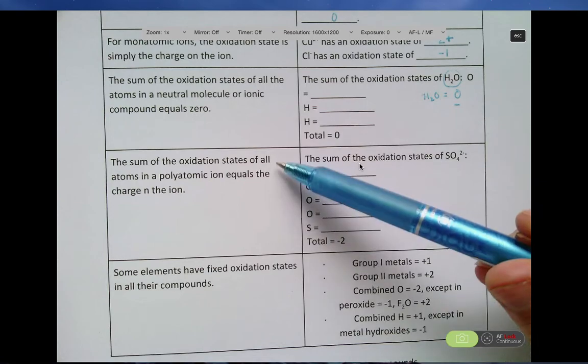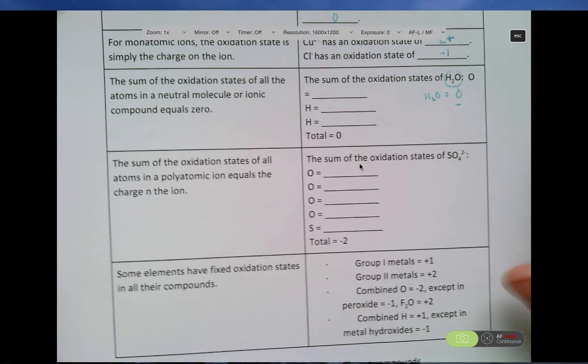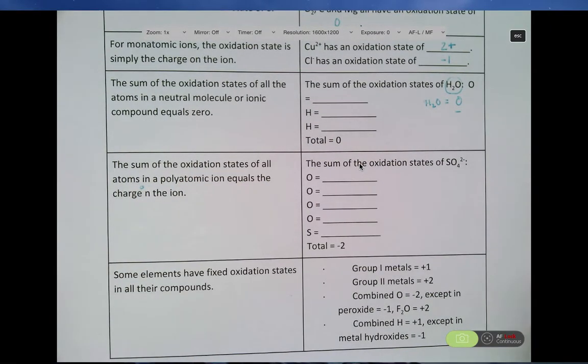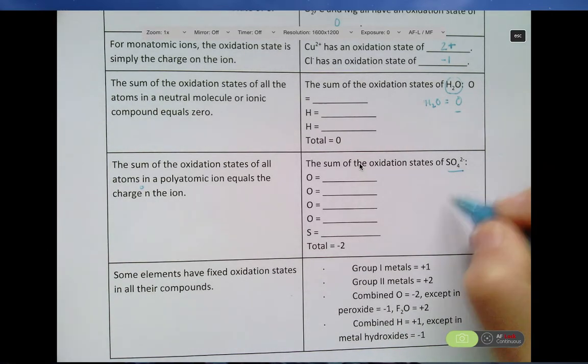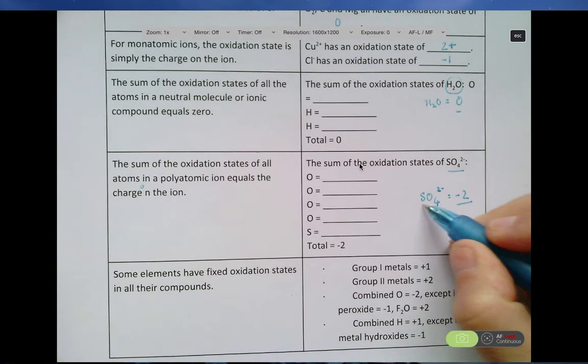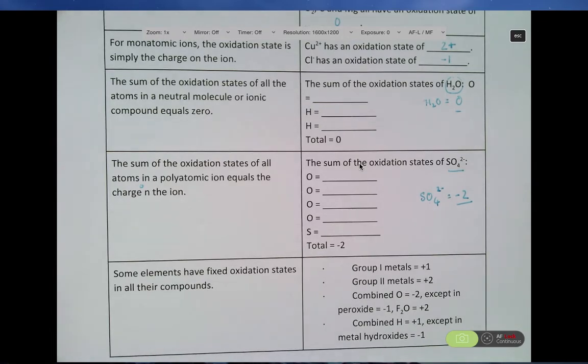The sum of the oxidation states of all of the atoms in a polyatomic ion equals the charge on the ion. So sulfate, which we can see here, SO4 2-, is equal to -2. That will be its overall oxidation state. Like I said, each element within will have a different oxidation state.